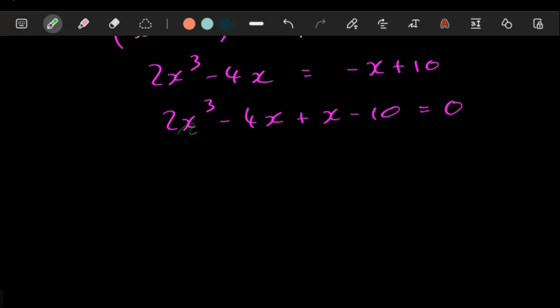1 here would be 1 cubed, which is 1, times 2, which is 2. 2 minus 4 would be -2, and then plus 1. Yeah, it wouldn't give us a 0. Let's try positive 2 here.